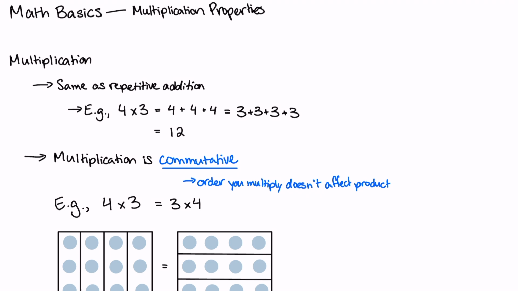So multiplication is the same thing as repetitive addition. So for example, we have 4 times 3. That's the same thing as adding 4 3 times or adding 3 4 times, and that gives us 12.